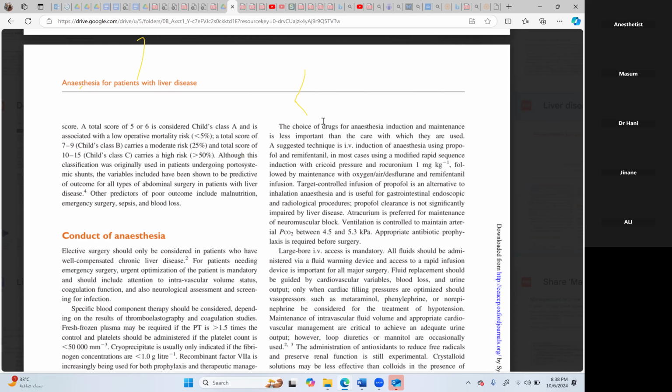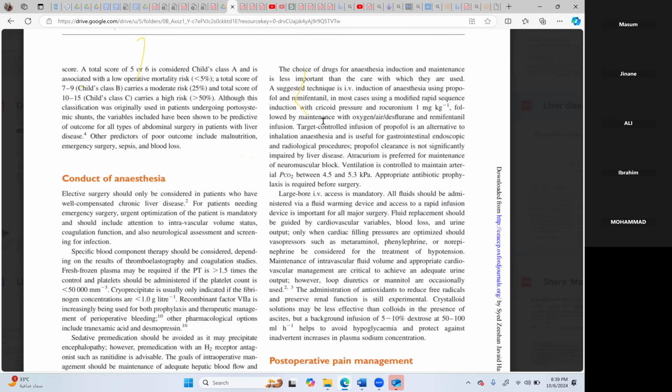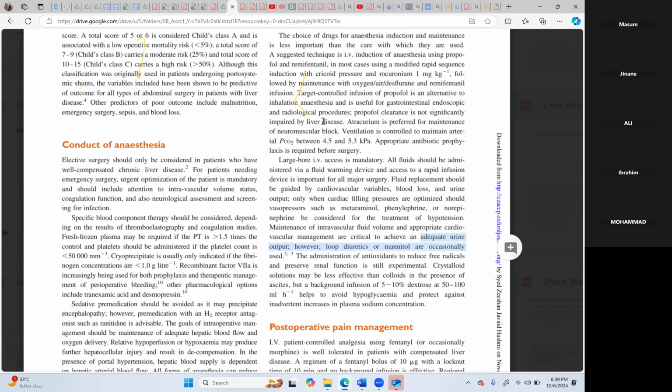So we discussed that desflurane is a better choice, remifentanil is a better choice, cisatracurium is a better choice, and rapid sequence induction. We talked about monitoring and electrolyte correction. These are the things you should be thinking about. Ventilation is controlled to maintain arterial PCO2 at 4.5. Large bore IV cannulas are mandatory, and fluids should be administered by a fluid warming device.